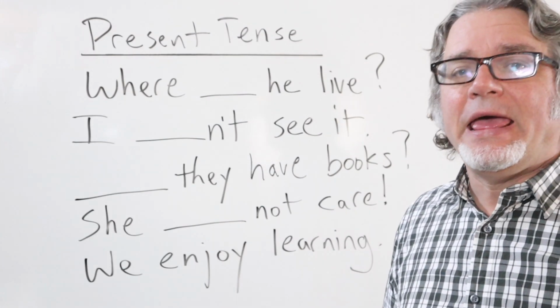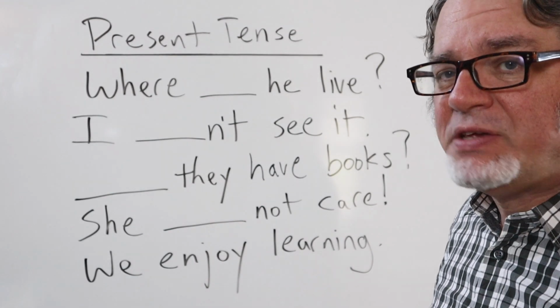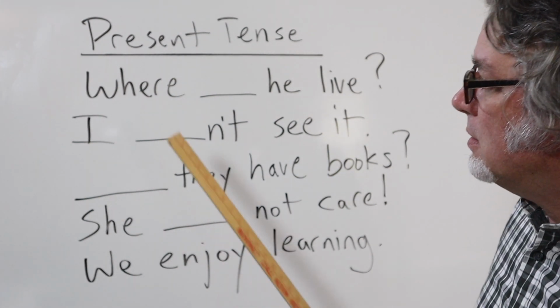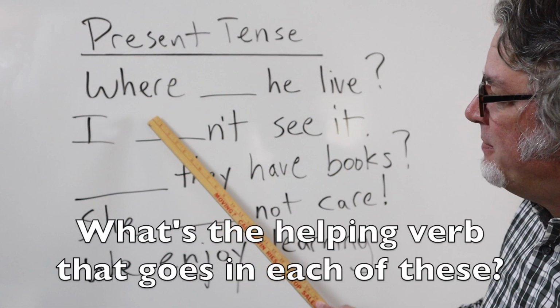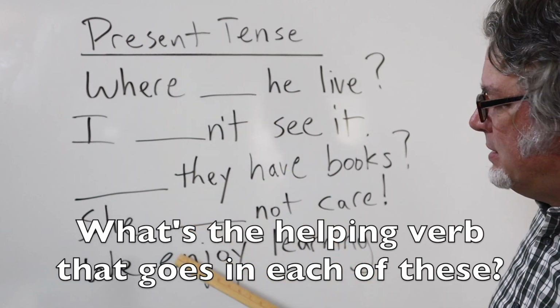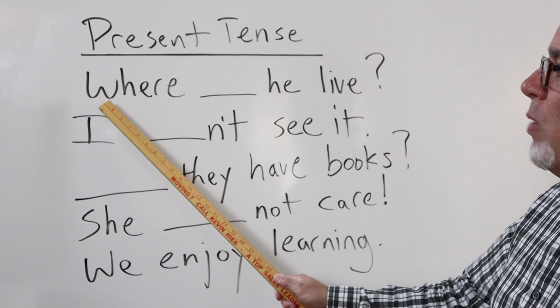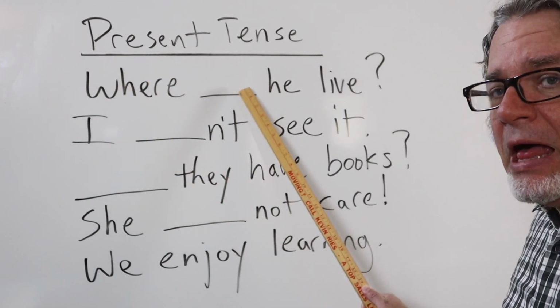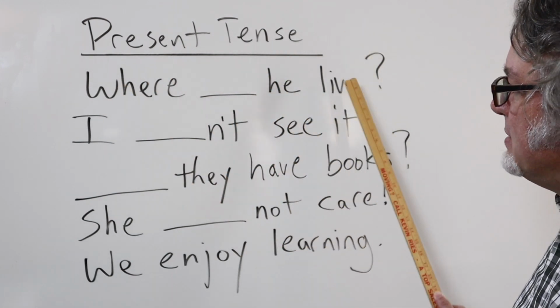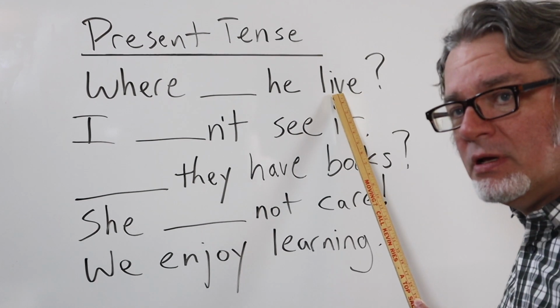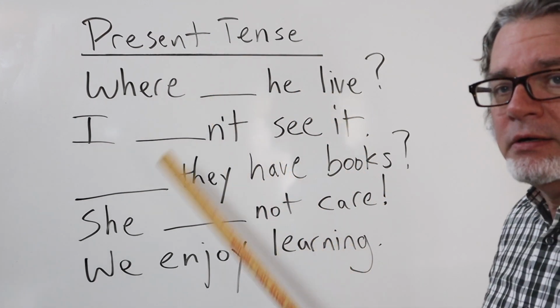These questions and sentences are in the present tense. What's the helping verb that goes in each of these? Here's a question. Where? This is the helping verb. Here's the subject. Here's the main verb. What goes here?